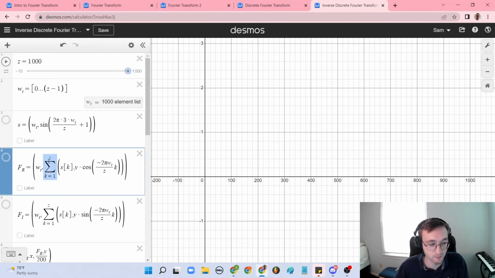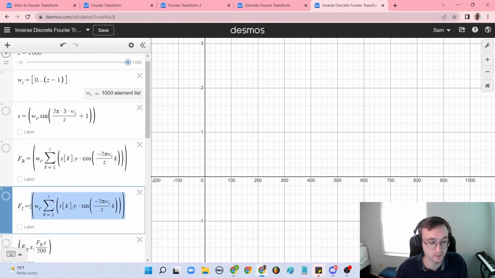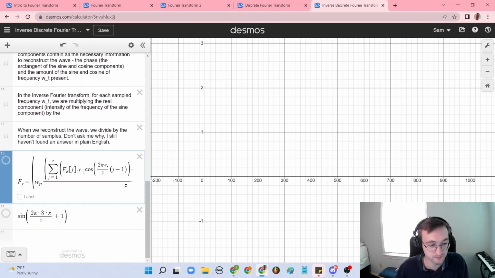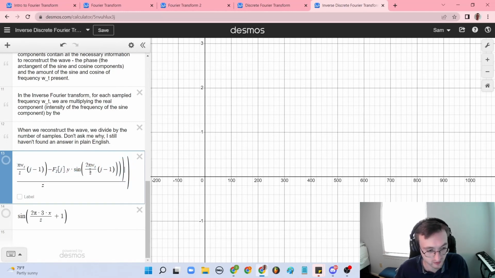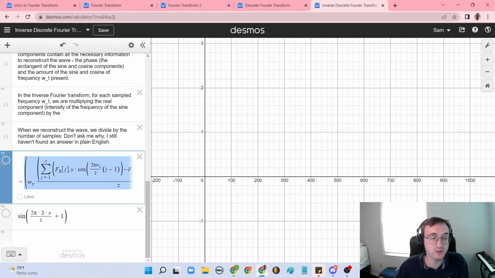It is the sum from 1 to z, and then again we're indexing by k, it's an integer. But when we do the forward transform, I'm only thinking about, for the real component, the cosine part, and I'm only thinking about the sine part. Well, when we do the inverse transform, I'm actually subtracting the sine component. And notice that I'm also only doing one of these here.